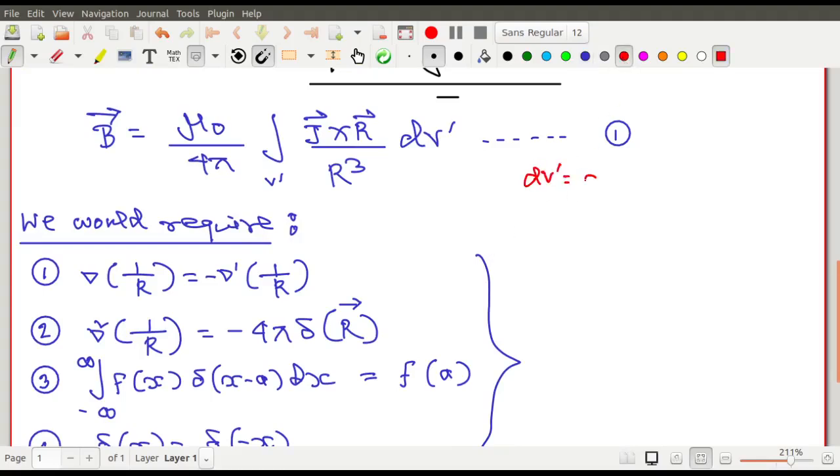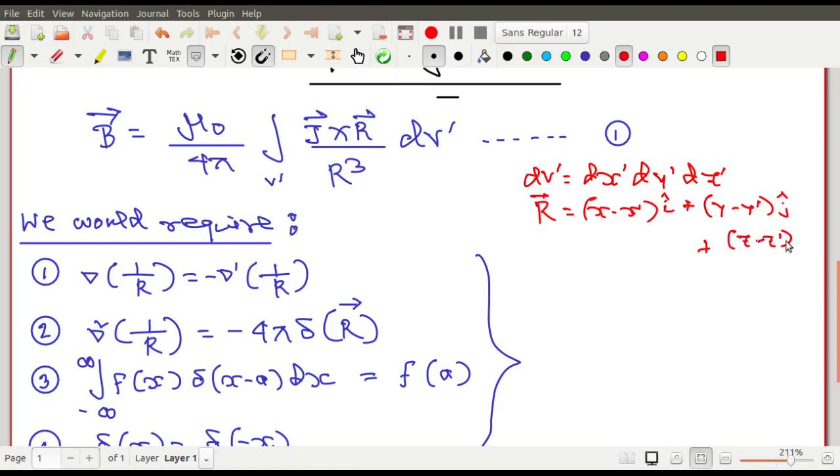A few pieces of information you write. Last time also I have written dv dash is dx dash dy dash dz dash, and you understand the significance of the primed and unprimed coordinates, what is primed and what is unprimed. So this is dv dashed. Capital R vector is, I have written just now, x minus x dash i cap plus y minus y dash j cap plus z minus z dash k cap. This is your capital R vector.